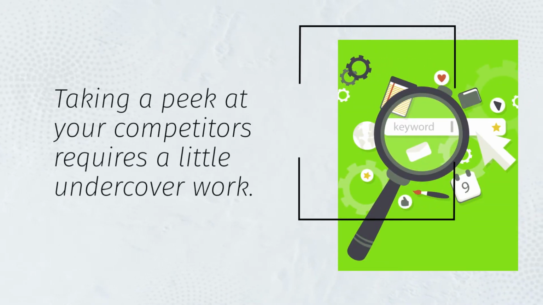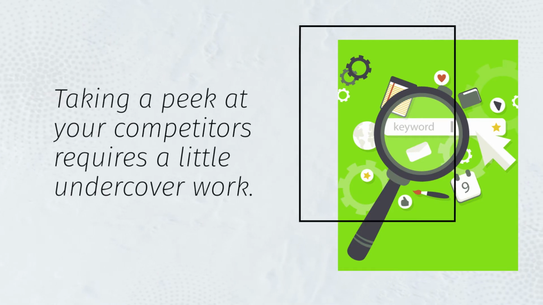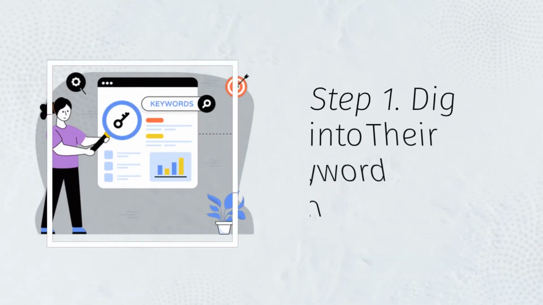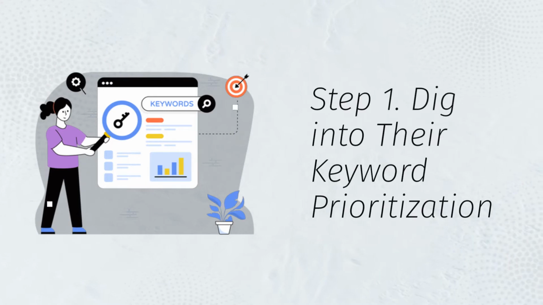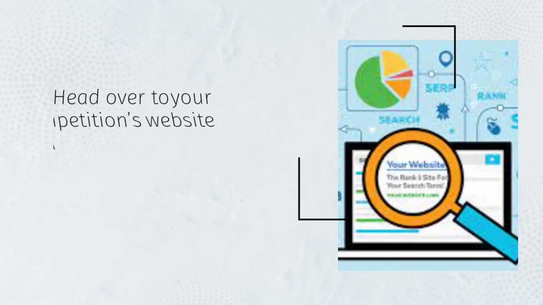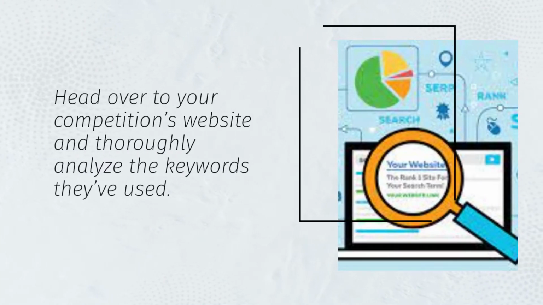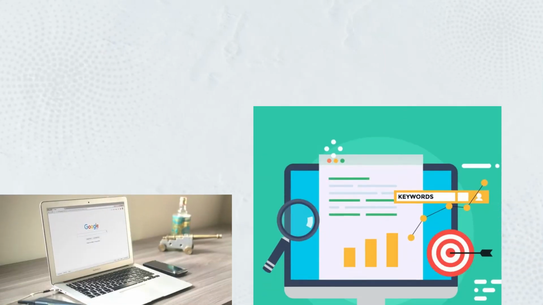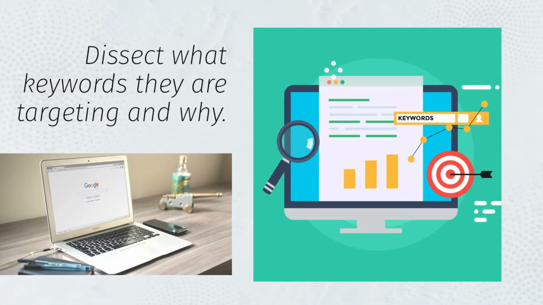Taking a peek at your competitors requires a little undercover work. Step 1. Dig into their keyword prioritization. Head over to your competition's website and thoroughly analyze the keywords they've used. Dissect what keywords they are targeting and why.